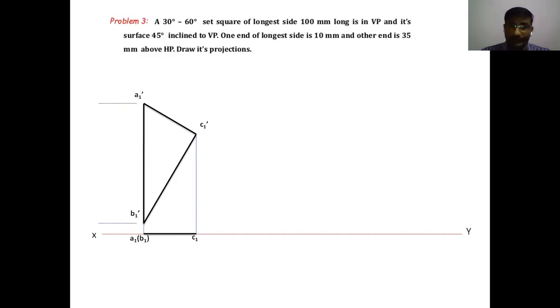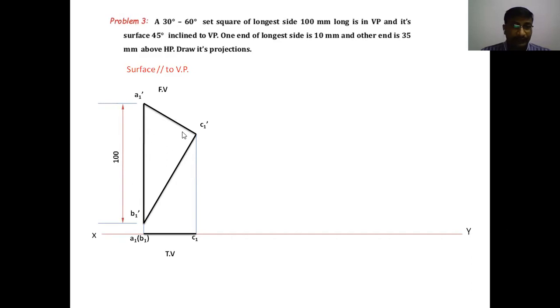This is the dimension you have to give to the front view, that is a 100 mm long line, that is the longer edge is 100 mm. That is the front view and top view. Clear, students? This is the front view and top view. This stage comes when the surface is parallel to VP.